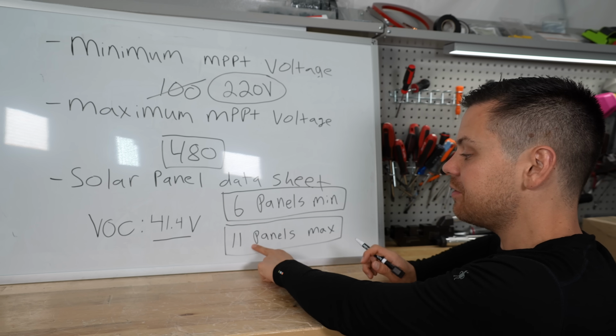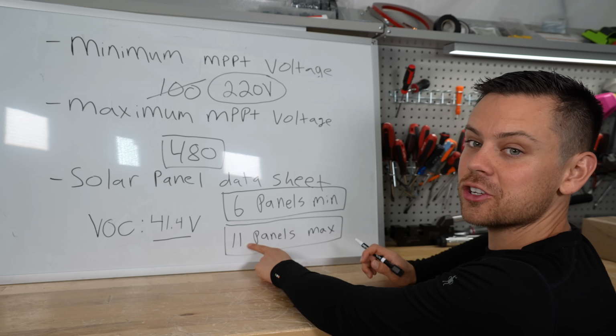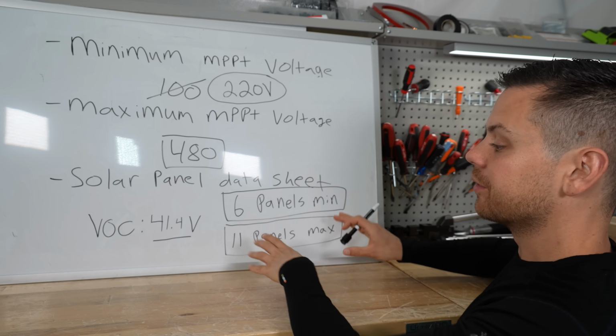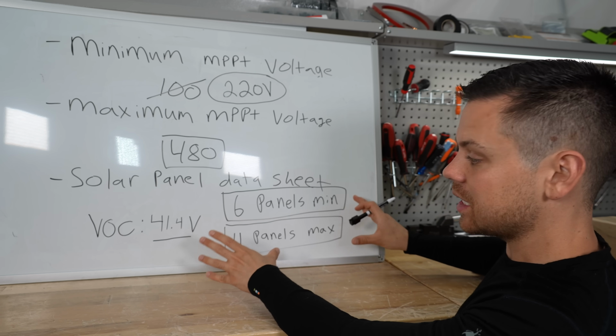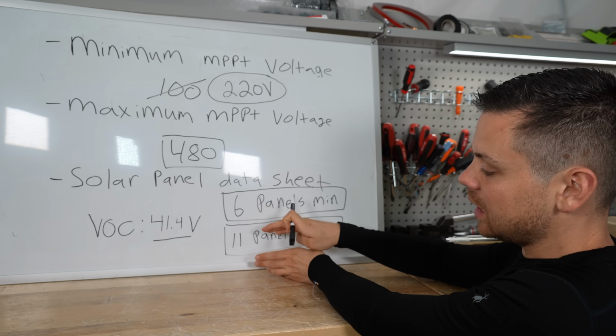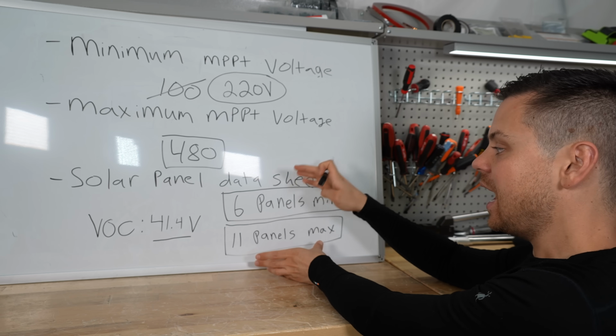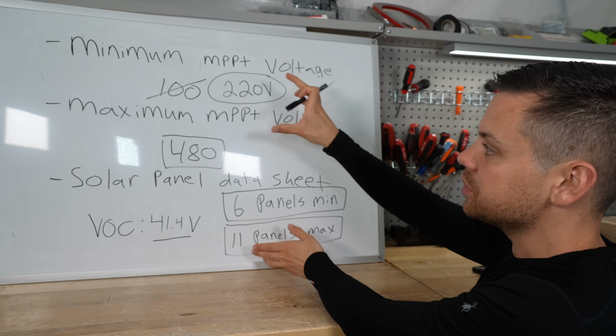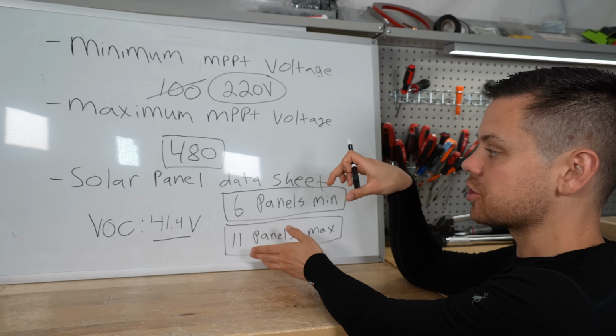And for most people, this will work really well unless you have cold temperatures. Then this 11 panel maximum will actually have to be reduced, and we're going to calculate that next. But for most environments, if it doesn't get that cold, this is perfect for you. 6 to 11 panels. So you can have 7, 8, 9, 10, or 11 panels in series, and it will satisfy the needs of this solar charge controller.